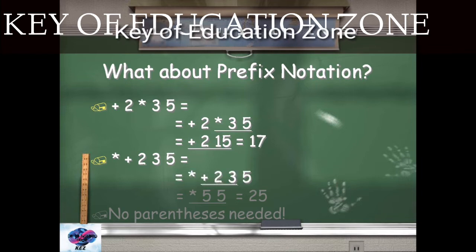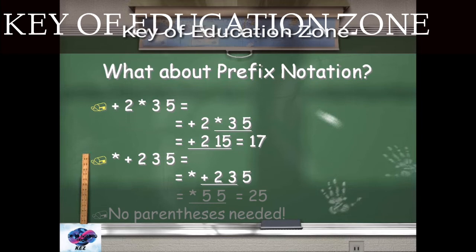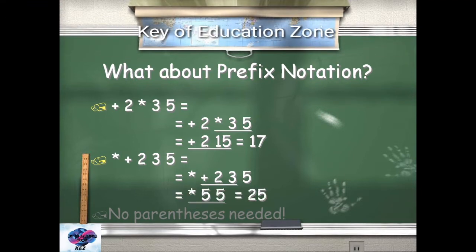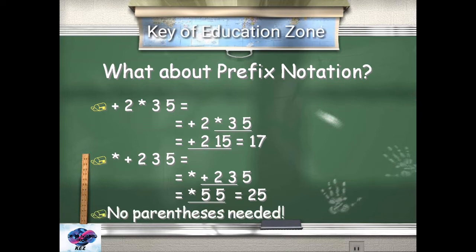Now if this notation is given in this way, star plus 2 3 5. So what is plus 2 3? Plus 2 3 means 5, and star means multiplication of 5 into 5, that gives you 25. See here, first 2 plus 3, then the multiplication of 5 by 5. So here we don't need parenthesis. Whatever the values are given, according to that we can get the result, isn't it?